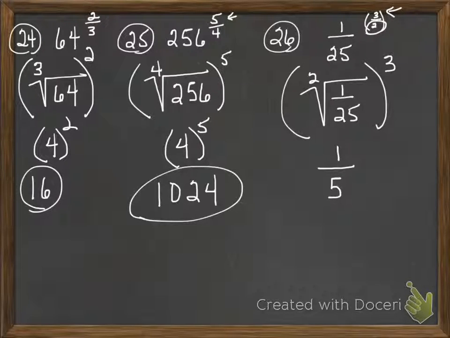So we did the radical first, and then we're going to raise 1/5 to the third power. So that's 1/5 times 1/5 times 1/5. 1 times 1 times 1 is 1. 5 times 5 times 5 is 125.